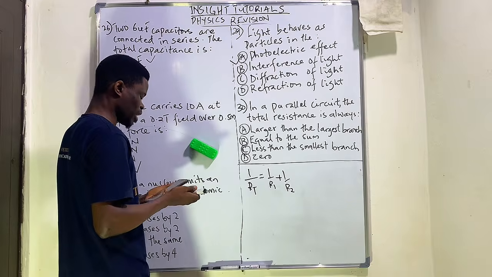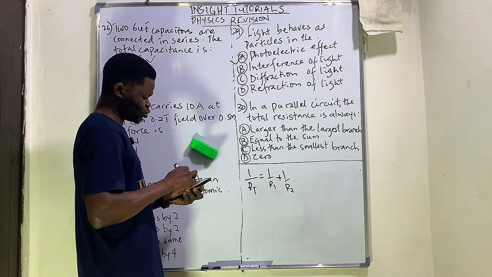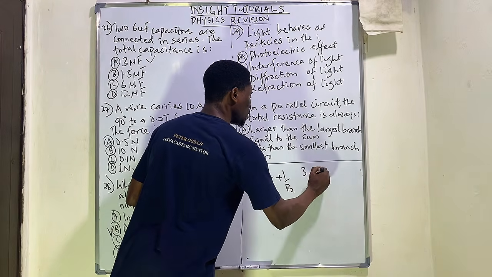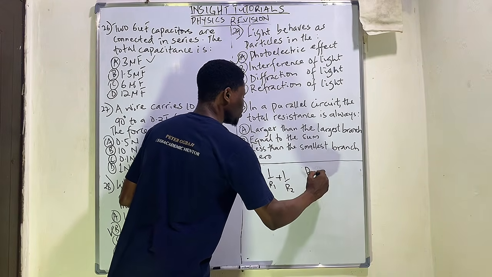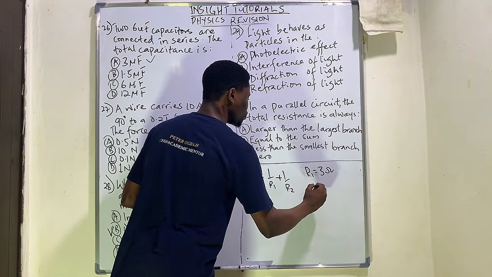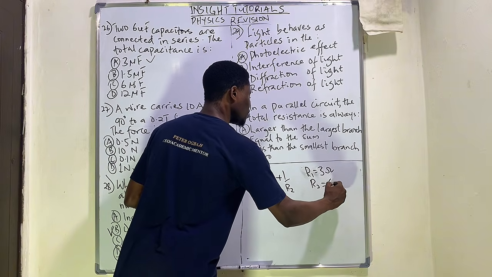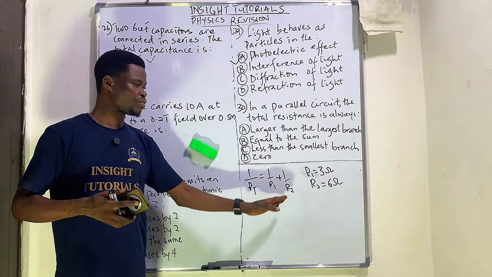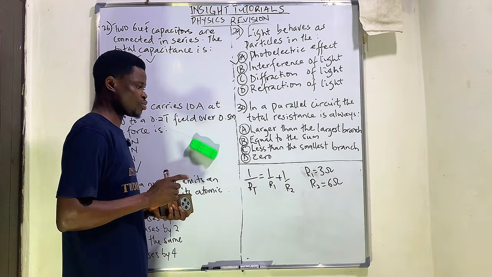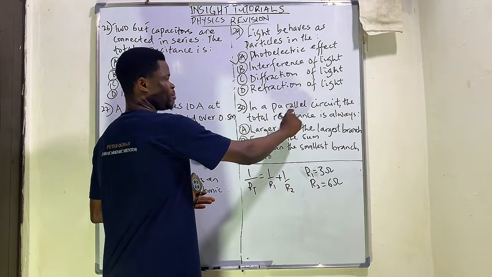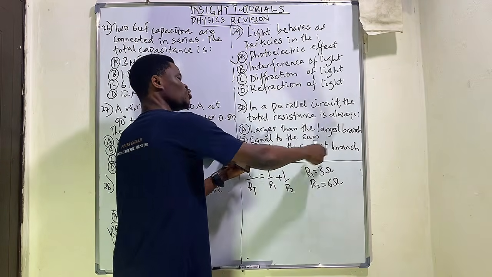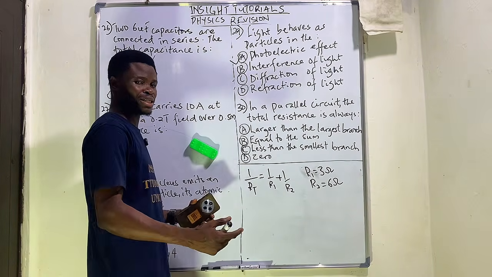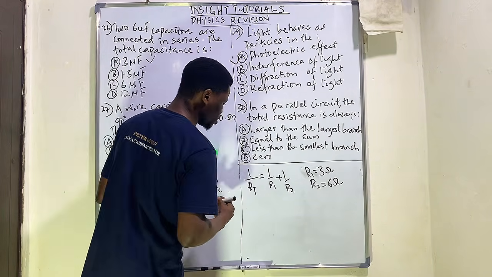How? Let's assume that we are given two resistances. Let's say resistor 1 was given as 3 ohms and resistor 2 was given as 6 ohms. If we are to find the total resistance of these two resistors, let's see what will happen. Remember, I said that in a parallel circuit the total resistance is always less than the smallest branch. Now, between these 2 resistors, which of them is the smallest? It is resistor 1, which is 3 ohms. So let us look at what the total resistance will give to us.